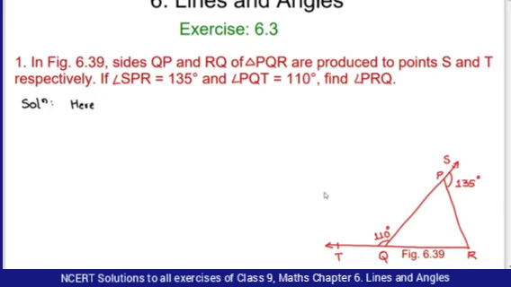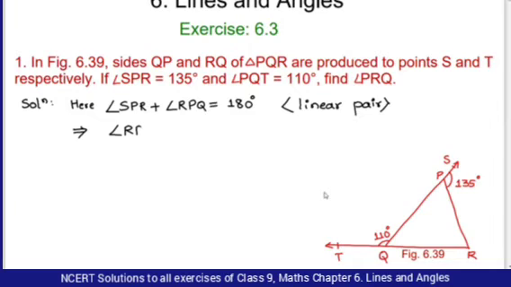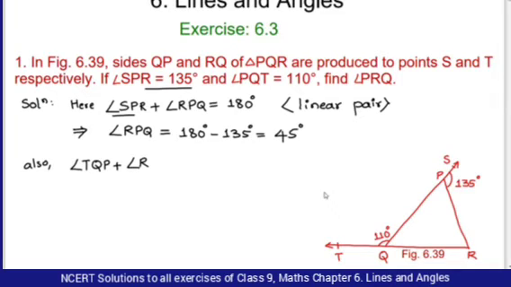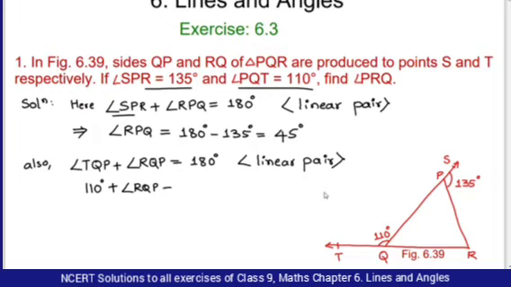Here, angle SPR plus angle RPQ is equal to 180 degrees, because these two are a linear pair. This implies angle RPQ is equal to 180 minus 135 degrees, which is equal to 45 degrees. Also, angle TQP plus angle RQP is equal to 180 degrees because these two are also forming a linear pair. TQP is given as 110 degrees, plus angle RQP is equal to 180 degrees. So angle RQP is equal to 180 minus 110, that is 70 degrees.